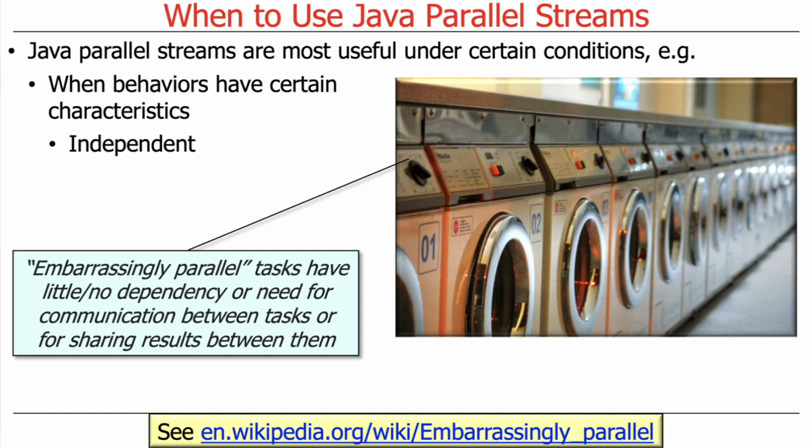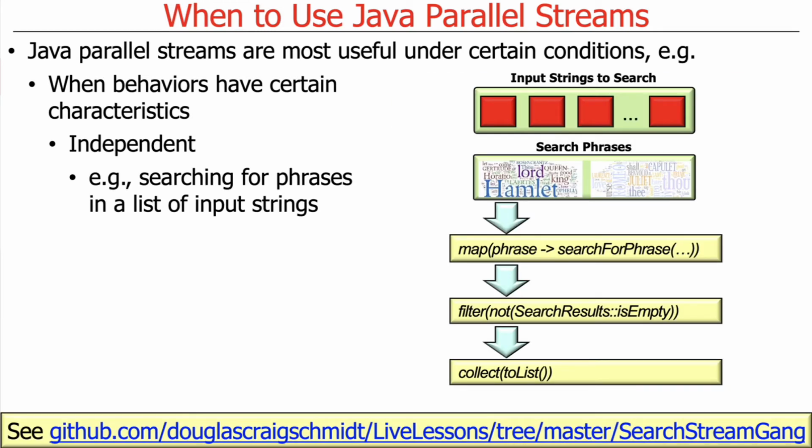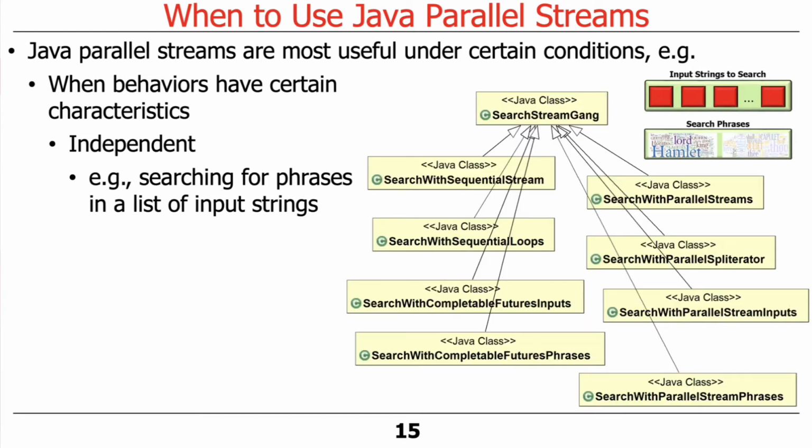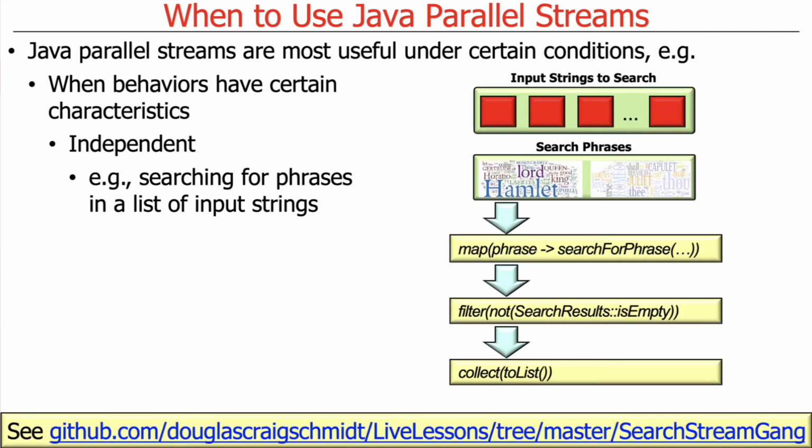And of course, the canonical example of this is the loads of laundry at the laundromat, where if you run them all in parallel, then you can get a huge speed up because one load of laundry does not depend on the results from the other. A good example that we've seen multiple times is searching for phrases in a list of input strings. I think we'll all agree that's a nice example of embarrassingly parallel processing. And there's a whole slew of examples in my Search Stream Gang program that will show you how to do this kind of stuff. And if you take a look at this link, you can download and play around with that.